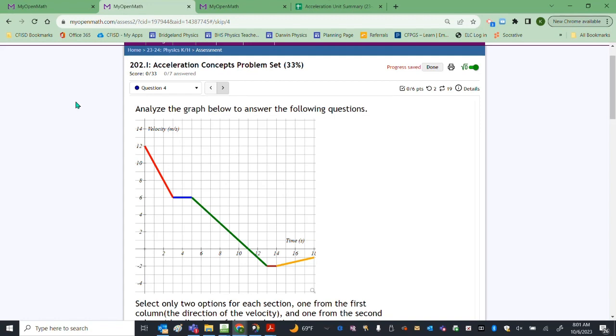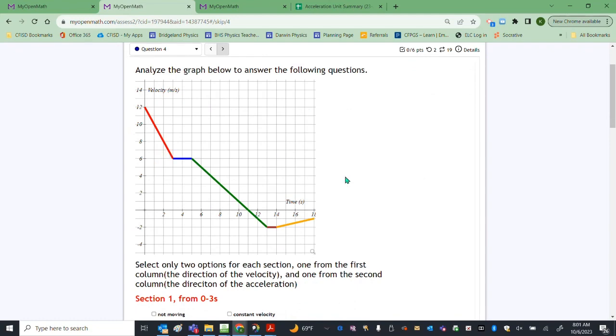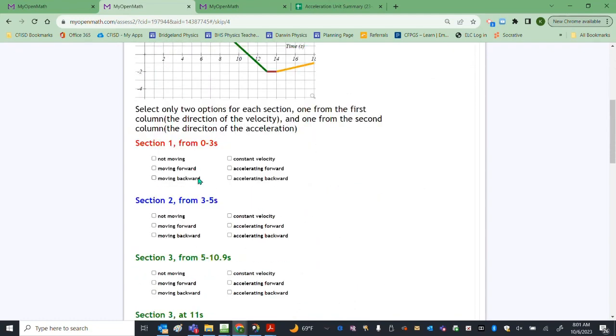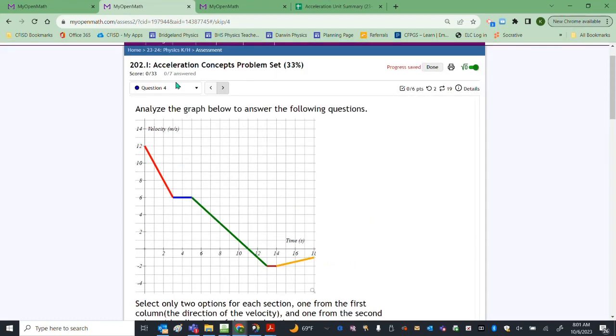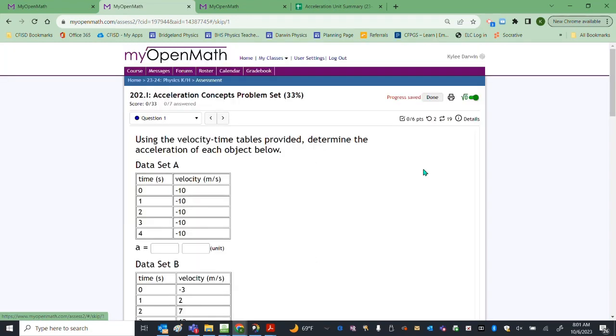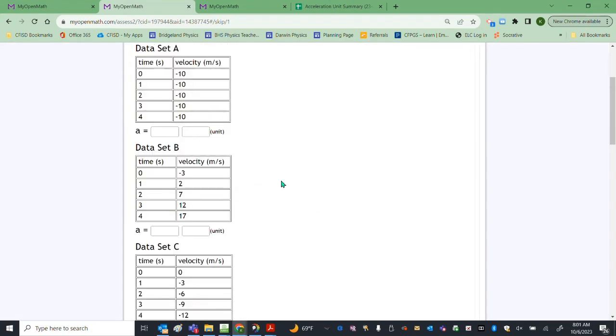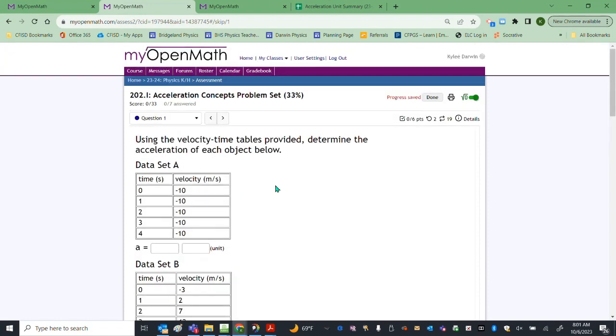But look back at 202.1. Number 4, you need to know how to read a graph like this and answer questions about which way it's going. And then accelerating forward, accelerating backward, I'd rather use the words positive and negative instead, but you should be able to answer questions just like this. So go back and look at 202.1, number 4. Also, number 1. These are easy, but make sure you know how to do them. Okay, 202.1, number 1, and number 4.